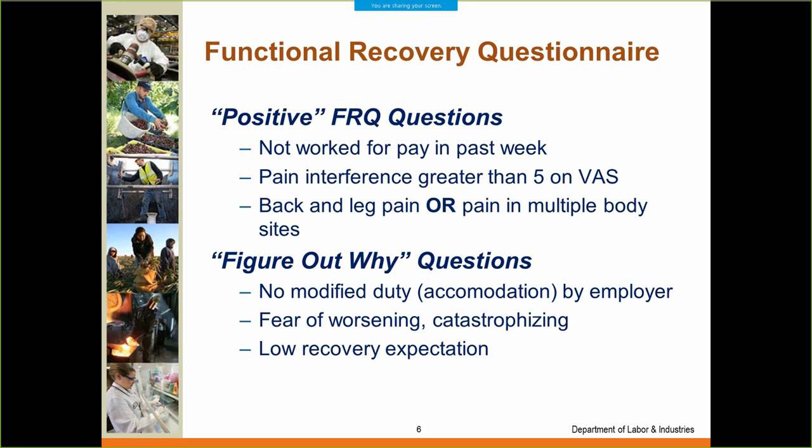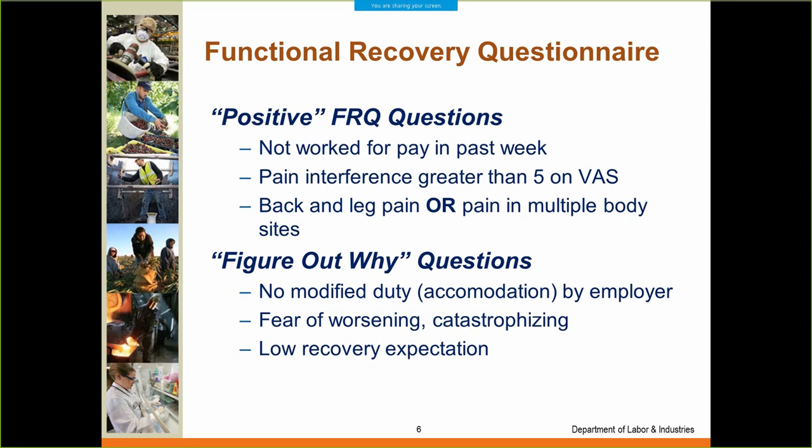And that's that they haven't worked for pay for the past week due to their injury. They have pain interference greater than a 5 on a 10-point scale called a visual analog scale, the 0 to 10 scale. And they have back and leg pain that goes below the knee, or they have pain in multiple body areas. So if all 3 of these questions are answered that way, that makes them a FRQ positive patient or a high disability risk patient.